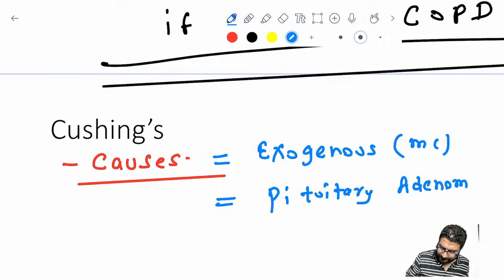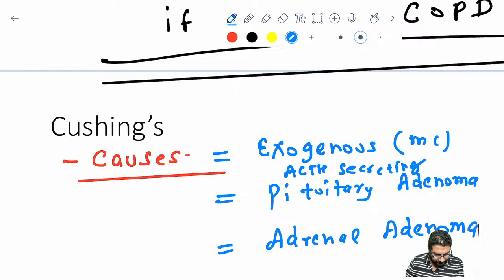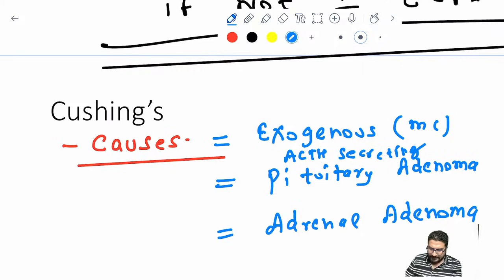Pituitary adenoma. And this adenoma is ACTH secreting pituitary adenoma. It can occur because of adrenal adenoma. Then it can occur because of a paraneoplastic condition called small cell lung cancer. So these are some important causes.